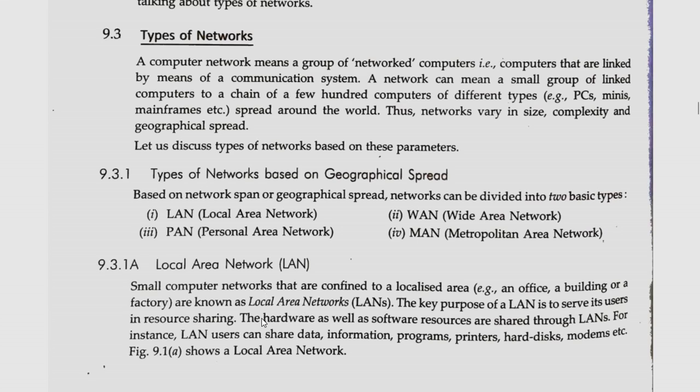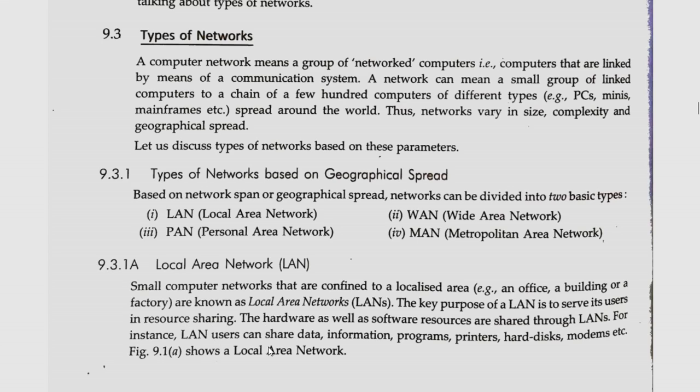The second thing is the hardware as well as software resources. Software resources means if you have a particular software in a particular system, you can just download that software into another system also, since resource sharing is possible through LAN. So if you have a particular hardware or software attached to a single system, those resources are available for the other systems too. That is the big advantage of using the local area network, or the LAN.